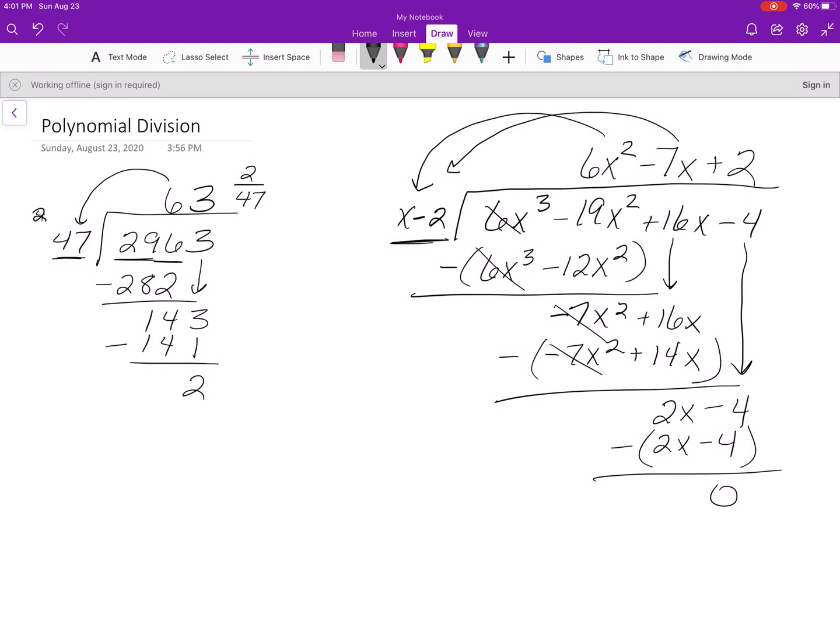So this one divides evenly into that polynomial, which means that x minus 2 is actually a factor of the original polynomial we started with, which would have been useful to know for factoring, right? If we were doing a factoring lesson. So the answer, or the quotient, is right here with no remainder.